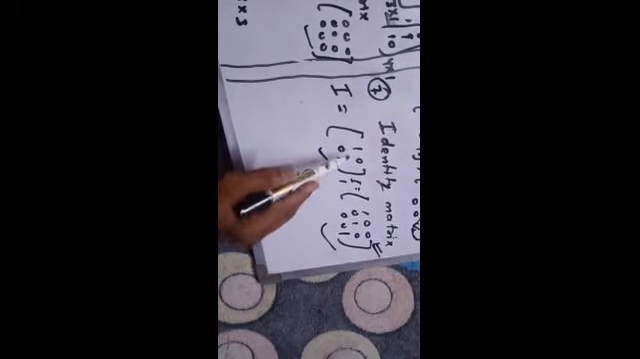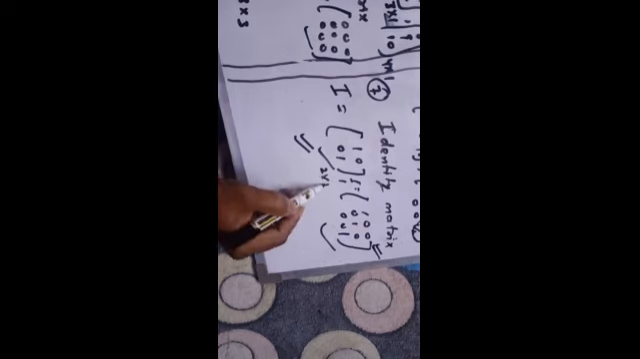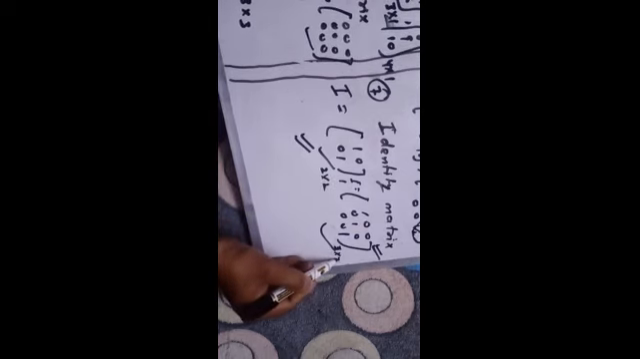And next is the identity matrix. In an identity matrix, all the elements which are coming in the diagonal must be 1. So if that is the case, then it is known as an identity matrix. Got it? The order of this matrix is 2 by 2. The order of this matrix is 3 by 3. So these are the different types of matrices which you should know.